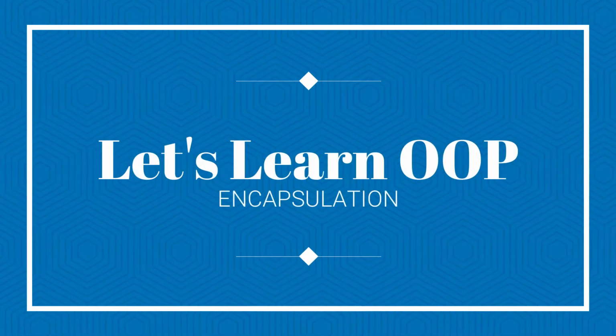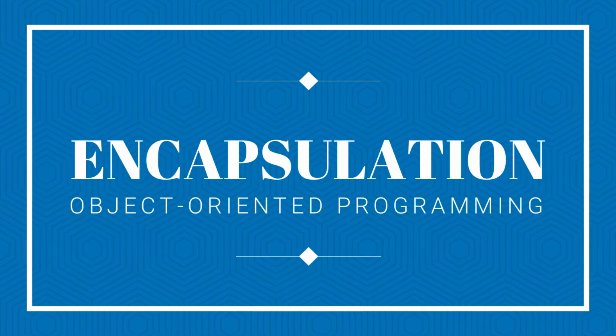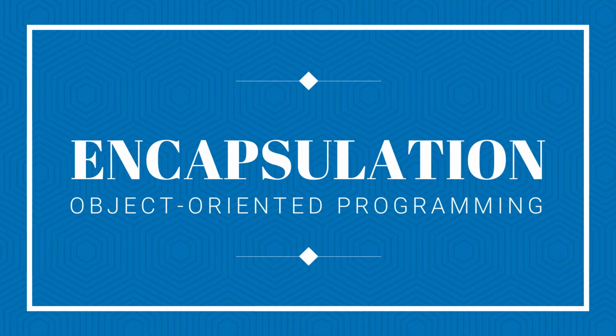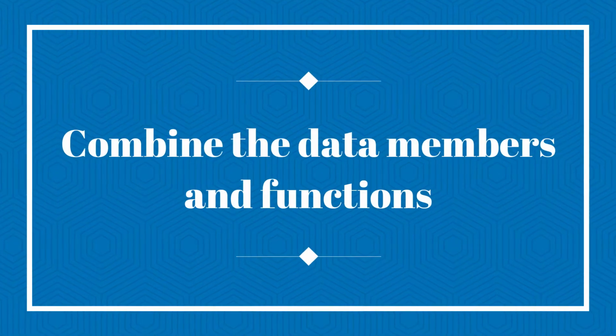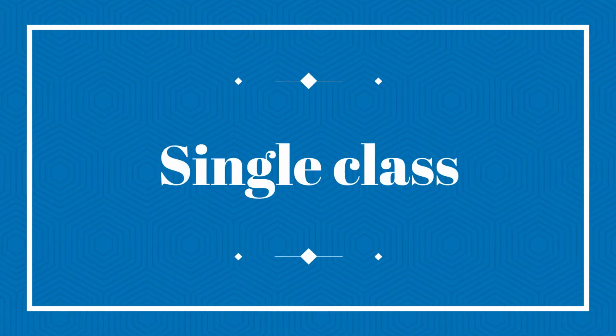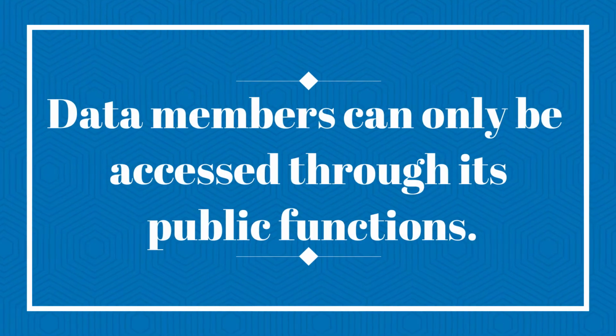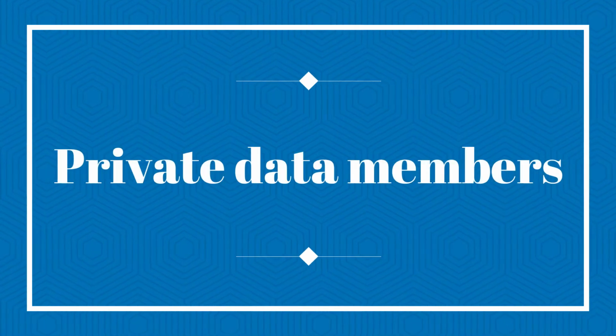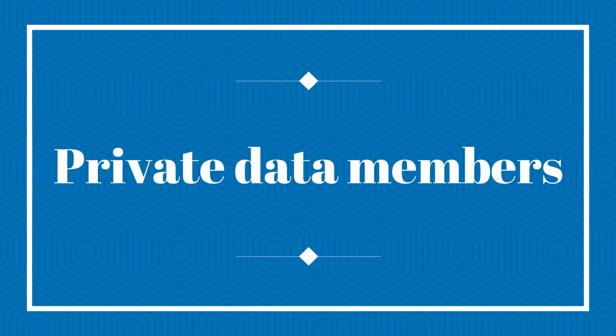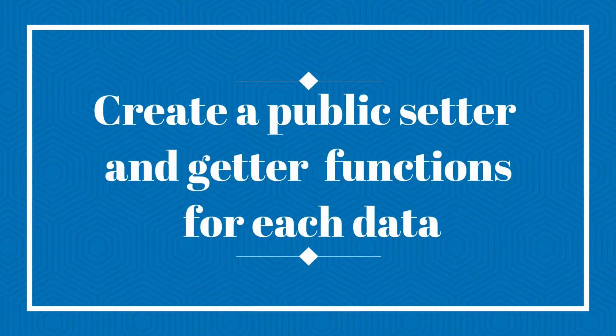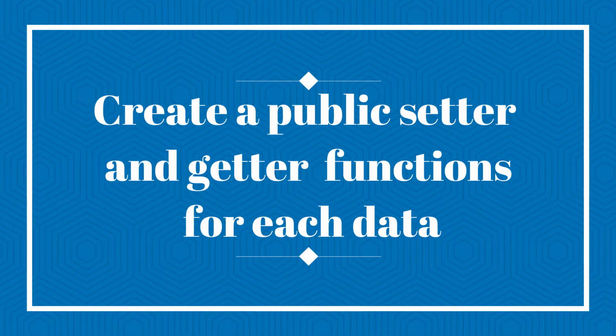For this video, I will demonstrate how to write object-oriented programming implementing an encapsulation approach. The method of encapsulation is to combine all your data members and functions in a class to prevent direct access to the data, and the only way you can access the data is through the functions of the class. To do this, we have to make all our data members private, and we will create a public setter and getter function for each data.